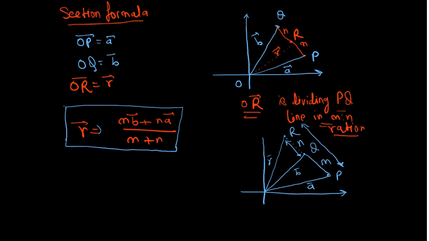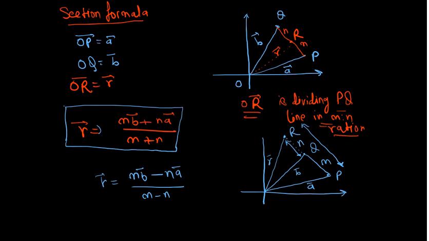we will write r vector is equal to, see again keep in mind, earlier r vector was in between p and q, so we had m and n like this. But in this case, your r vector is somewhere outside. And outside means m is the total distance PR and n is the RQ. So in that case, your r vector will be given as m into b vector minus n into a vector, divided by m minus n. So this will be the case.